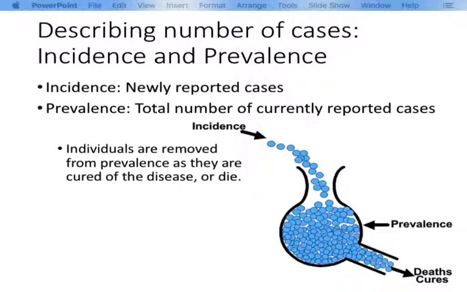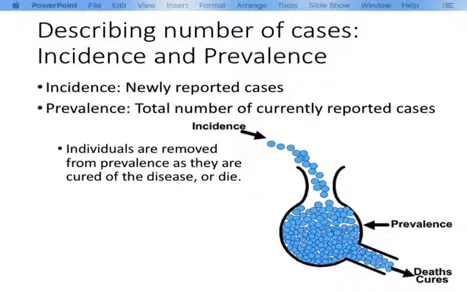So incidence just represents the number of new cases in a period of time. For Ebola, this is typically measured in weeks when outbreaks are occurring. For HIV, it's usually on a per year basis. Prevalence represents the total number of new cases and currently existing cases. And somebody can be removed from the prevalence only in one of two cases. They're cured or they die.